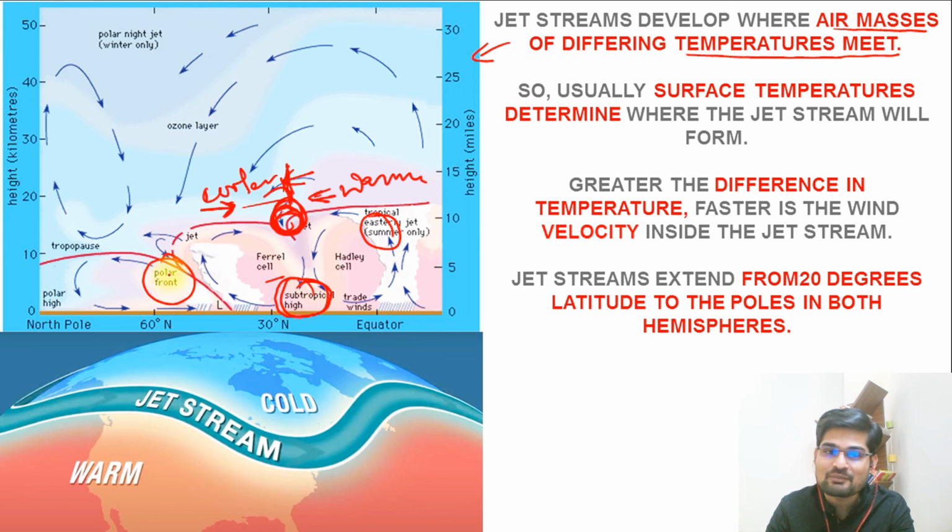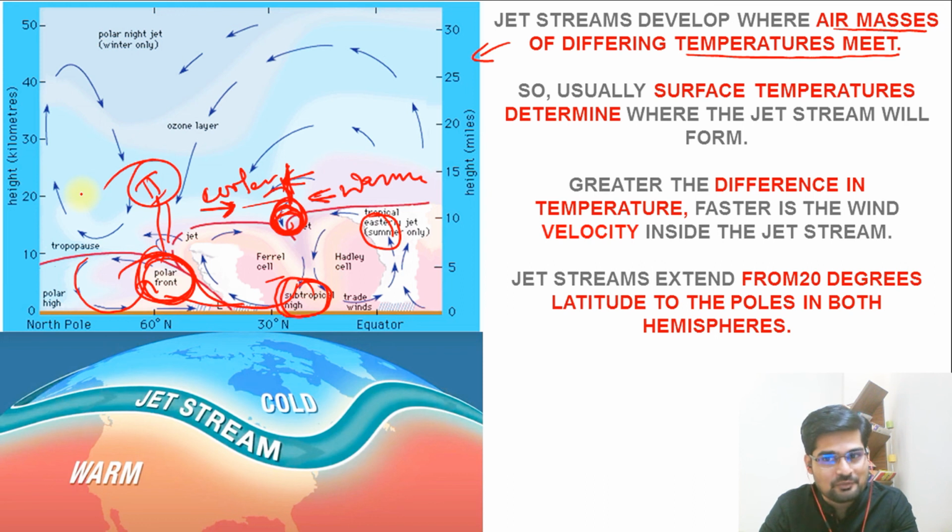similarly where, remember, the polar front. Here also what happens? The wind from subtropical high goes to this, and the wind from the polar high also goes to this, right? So here also there is mixing of two kinds of wind. So this is going to be the second belt where you have this jet stream formation.